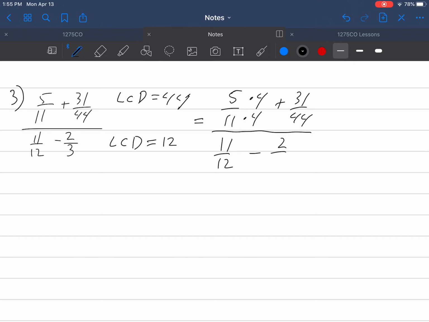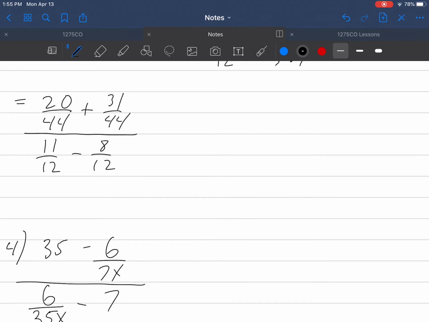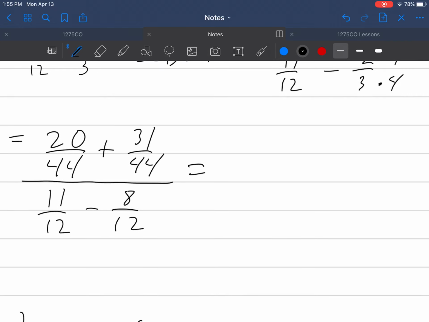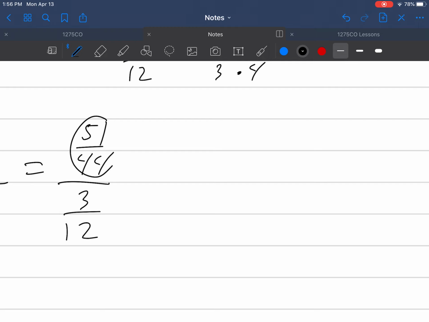Again, multiplying the first fraction by 4 over 4. 11 over 12 minus 2 over 3 is the denominator, and this needs to get multiplied by 4 so that those denominators are the same. So on top we have 20 over 44 plus 31 over 44 divided by the denominator, which is 11 over 12 minus 8 over 12. So 51 over 44 over 11 minus 8, which is 3 over 12.